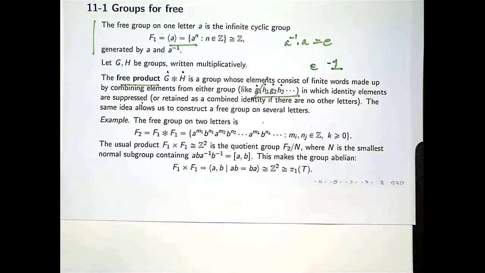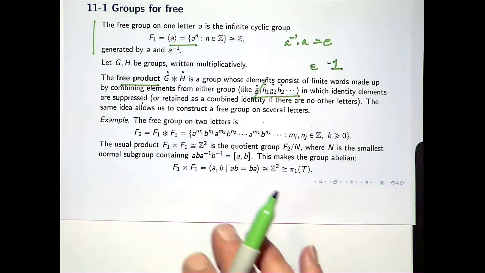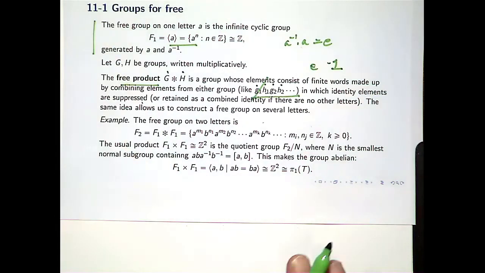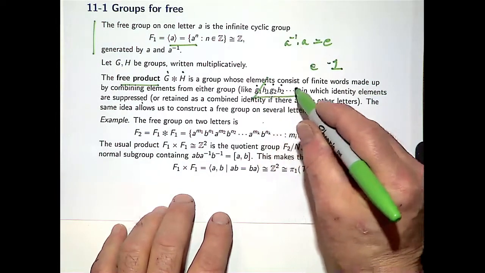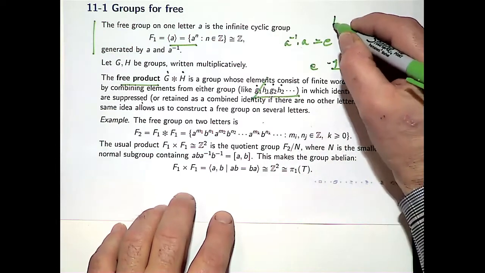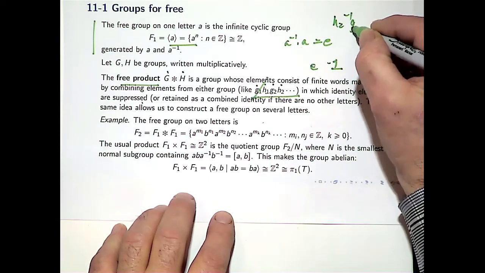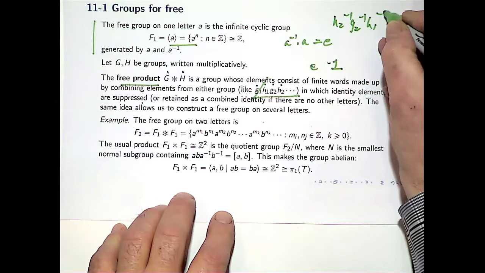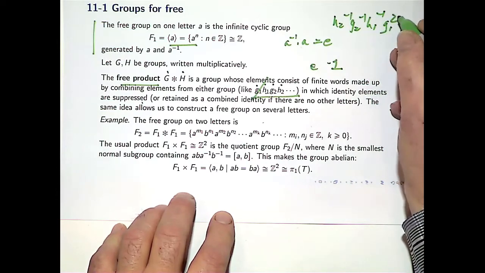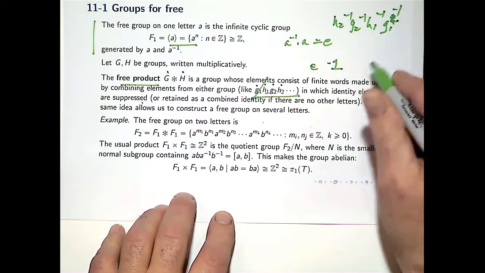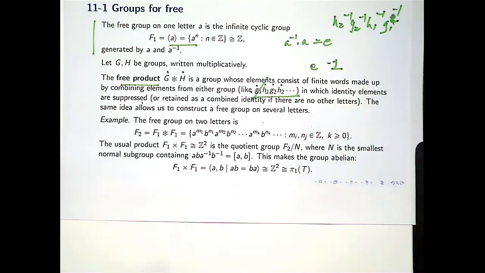And then obviously you can multiply two elements in this setup, because you just have two words, you put them next to each other. That's going to be an associative operation. You can define inverses. For example, the inverse of this four-letter word would be H2 inverse, G2 inverse, H1 inverse, G1 inverse, because when I put that in front of the word, I get the identity and so on. In that way you can take what's called the free product of two groups.